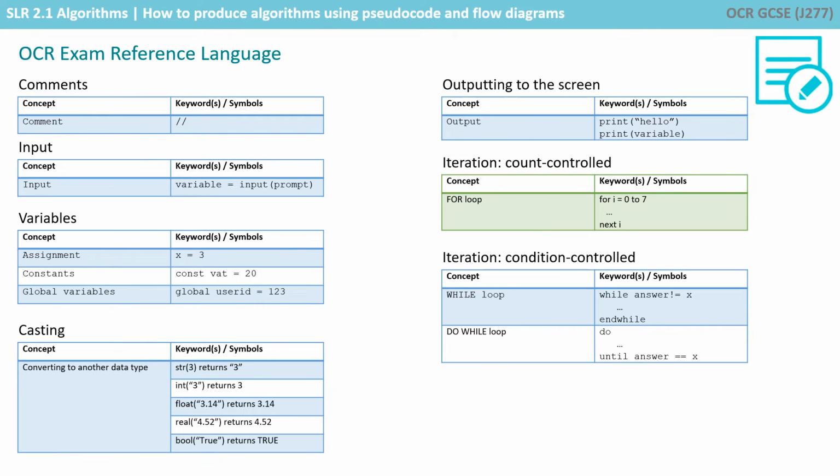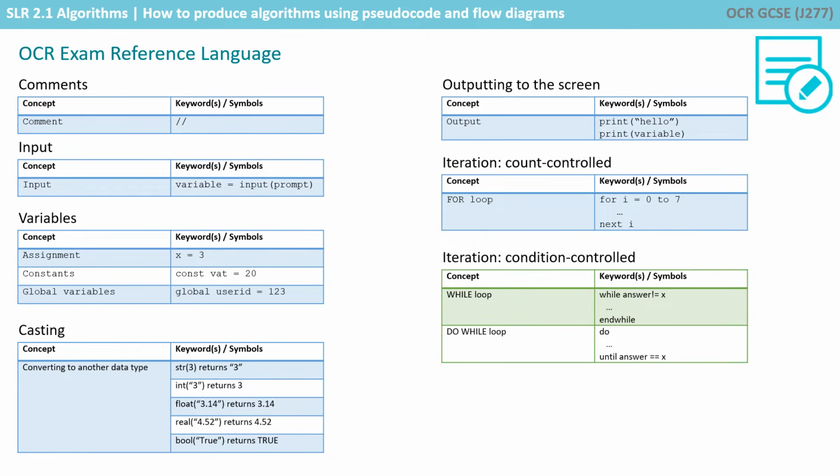and iterations can be for loops, while loops, and do loops. Notice the syntax for each of these loops. In Python, the control of the loop is determined by indentation, but in pseudocode, and indeed in the OCR exam reference language, it's quite common to identify where the end of the loop is.